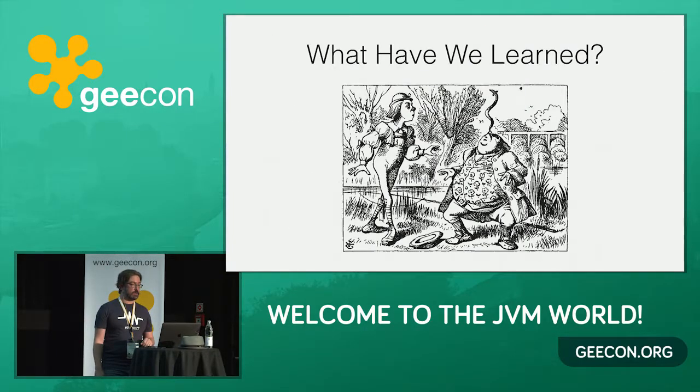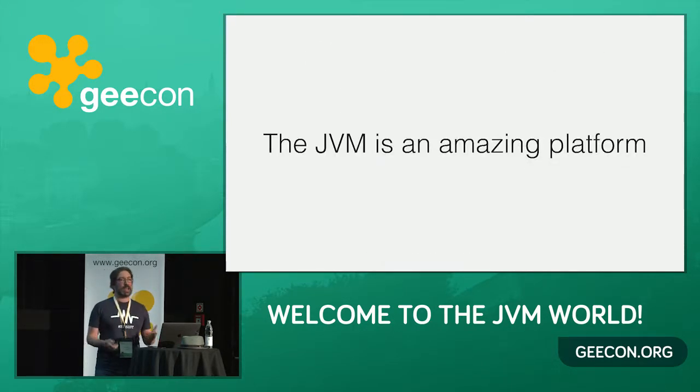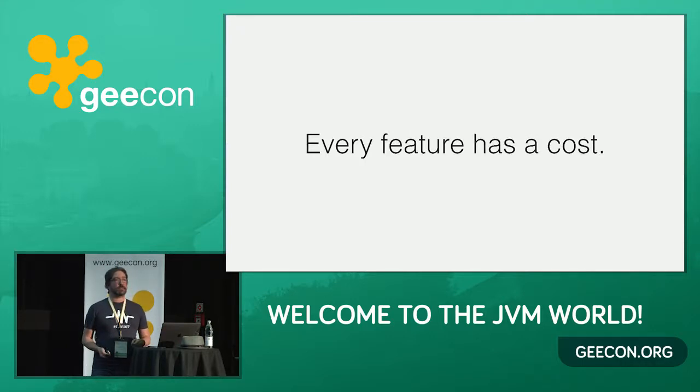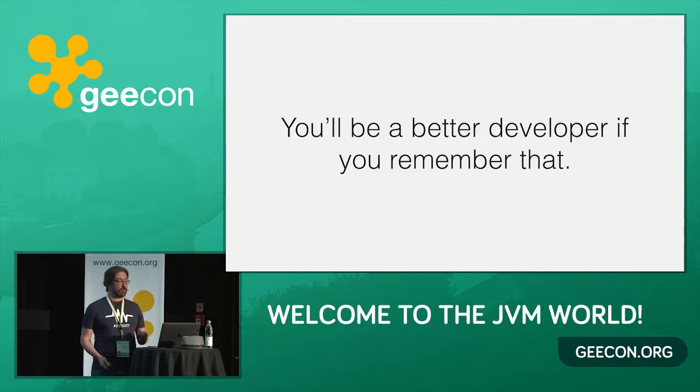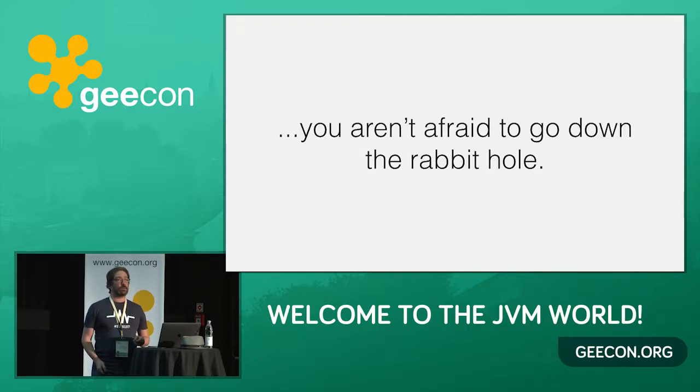Okay, we're just about done. We'll wrap up here. So what have we learned? The JVM is an amazing platform. We can generally just throw code over the wall. The JVM takes it and optimizes it and does all sorts of wonderful things with it. But we all know that it's not perfect, and there are cases where this falls down, doesn't optimize the way we want it to. Hopefully we've also seen that every feature that we choose to use has a cost, and we need to know what that cost is. Knowing the cost of all these features, you'll be a better developer as a result. And if, like Alice, you aren't afraid to go down the rabbit hole.